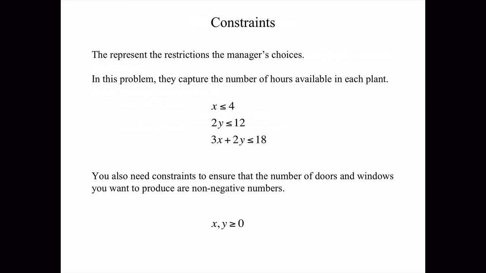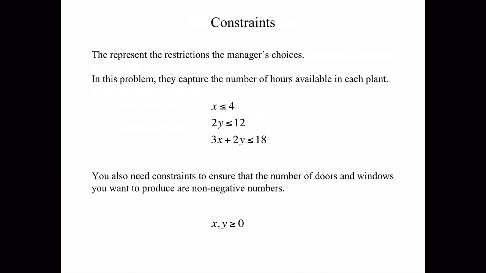The other constraints that I need are non-negativity constraints. I need to tell my model that I cannot produce a negative number of doors or a negative number of windows. These constraints are easy to represent. They're just X is bigger than or equal to 0 and Y is bigger than or equal to 0.